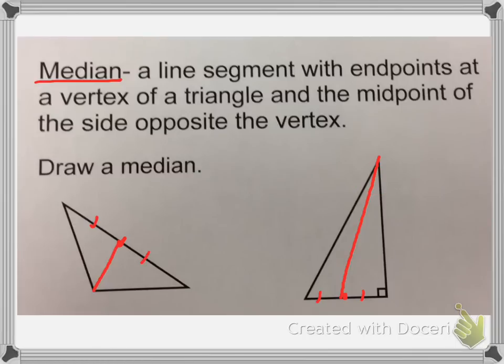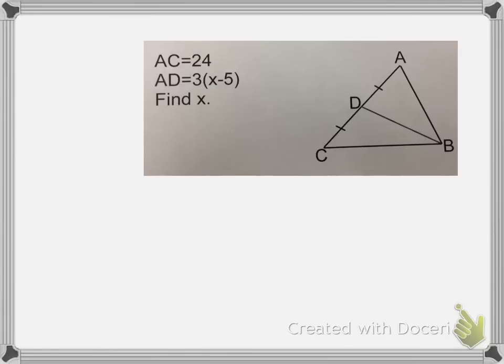Okay, let's do a couple problems. It says AC is 24, so that's this whole entire distance right here is 24. And AD, which is this one right here, is 3 times x minus 5, and it wants us to solve for x. Remember, these markings right here tell you that these two are congruent, and since there's a line extending from the vertex to that side, you know that it's a median.